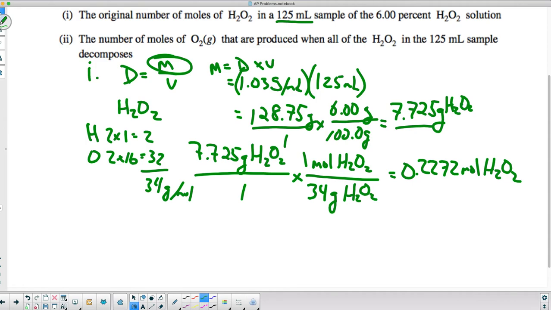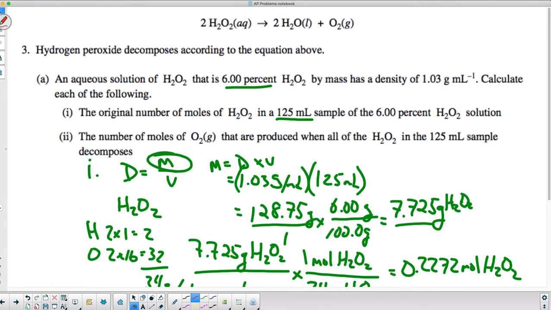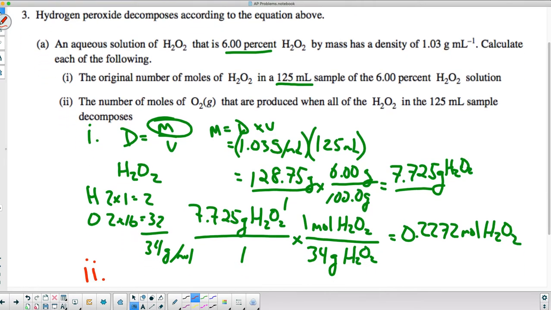Now I'm going to continue on here, except this time I'm going to continue on in red so that you can see the difference for the second calculation. And the second calculation is the number of moles of O2 that are produced when all of the H2O2 in the 125 milliliter sample decomposes. So I'm going to flip up a little bit to see this formula. Notice that here, for every 2 moles of H2O2, I have 1 mole of O2.